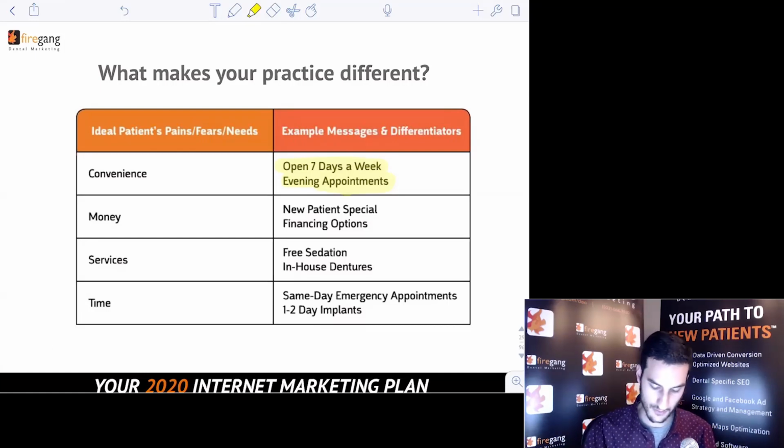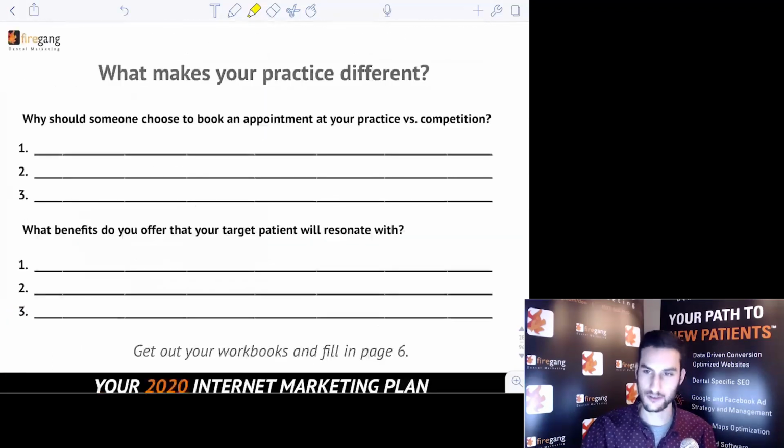When we're talking about money, this might be new patient specials, financing options, services, maybe things like sedation. Whether it's free or not, just even sedation by itself can be a service that is a differentiator. And then time. Can I get an emergency appointment done today? Do you offer things like 1 to 2 day implants where I can get it the same day I came in? Things like that really separate you from your competition. So now, as you go to answer these questions, think about why really should someone choose to book an appointment at your practice versus the competition?